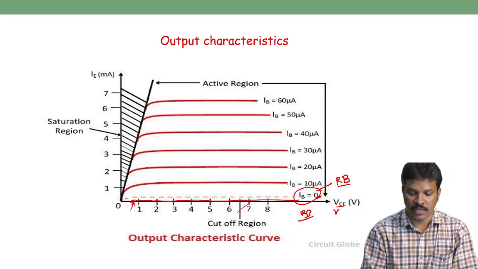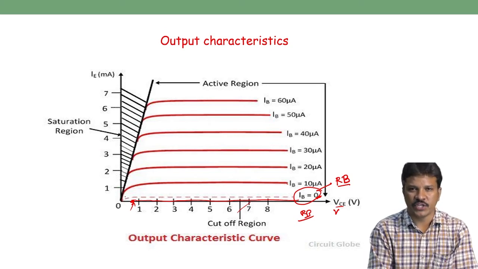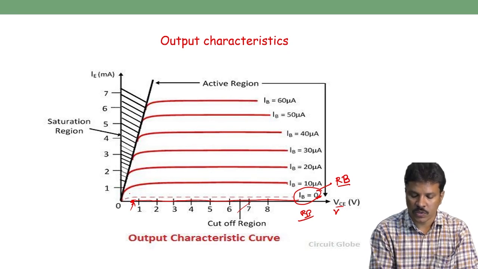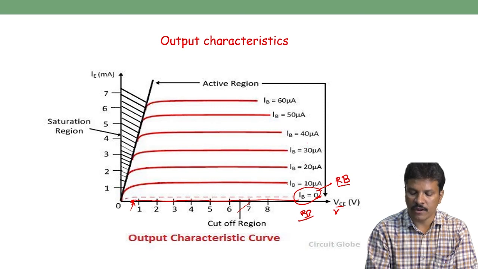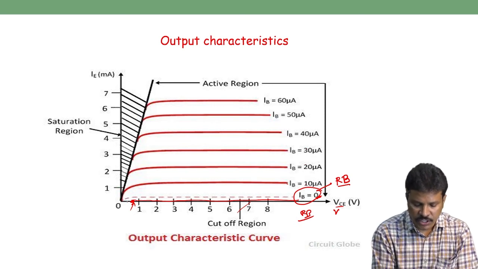Now coming to the saturation region. What happens in the saturation region? IB greater than 0, with values 10, 20, 30, 40, 50, is nothing but forward bias. From 0 to 0.2, this point is called VCE sat.